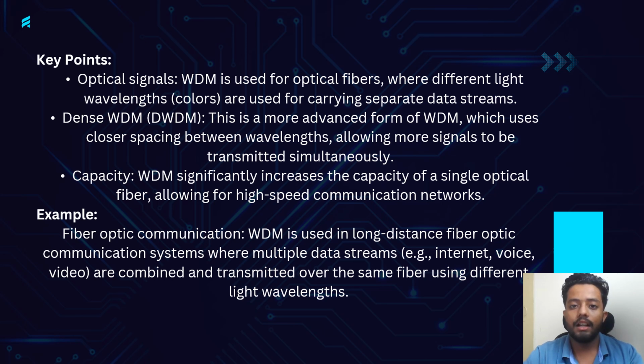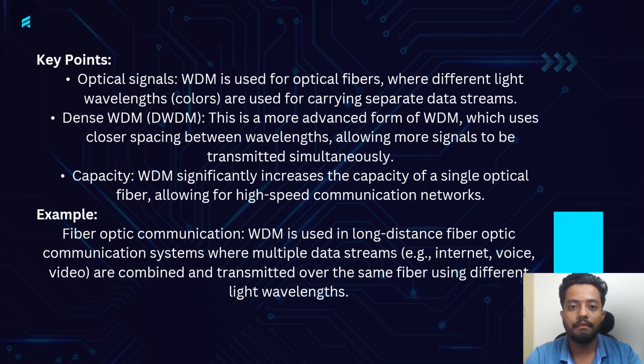Wavelength division multiplexing is used for optical fibers, where different light wavelengths are used for carrying separate data streams. Dense wavelength division multiplexing is a more advanced form of wavelength division multiplexing, which uses closer spacing between wavelengths, allowing more signals to be transmitted simultaneously. Wavelength division multiplexing significantly increases the capacity of a single optical fiber, allowing for high-speed communication networks.